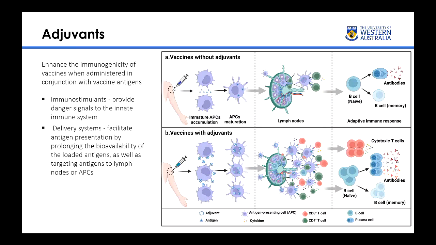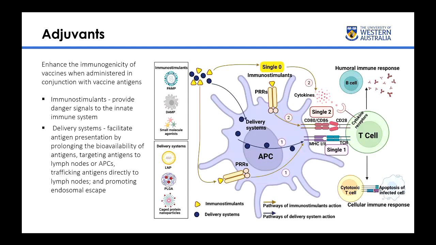They are divided broadly into two different types: immunostimulants, that provide those danger signals that will attract the cells, and delivery systems, which can also be immunostimulant, but usually also protect the vaccine particle to be delivered safely to the particular cell target. One example of that is how the lipid nanoparticle protects the mRNA in COVID vaccines. Here is just looking at how those are delivered to cells.